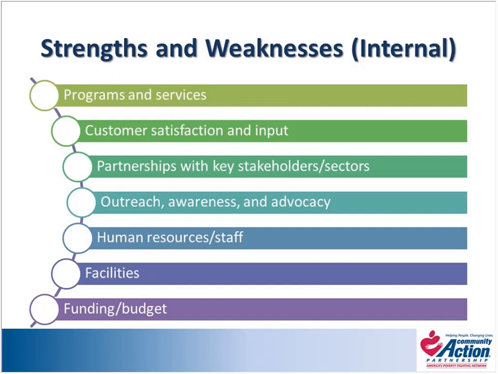Looking at human resources and staff. This one is a big one, looking at your staff capacity and what you're capable of doing with the staff that you have to carry out strategies for your planning process. And then your facilities, looking at how many you might have, the shape that they're in, things like that. And then, of course, funding and budget is a key piece that comes into this as well. And really looking at what resources you have to be able to carry out the plan that you propose.